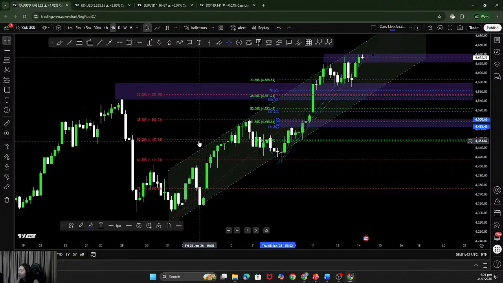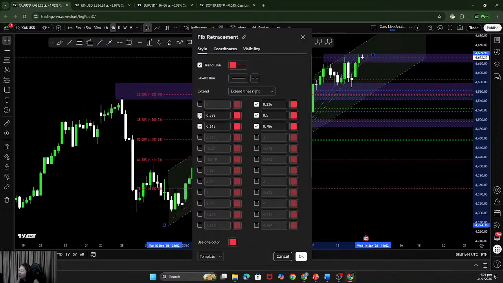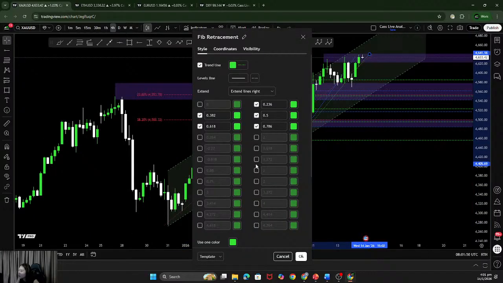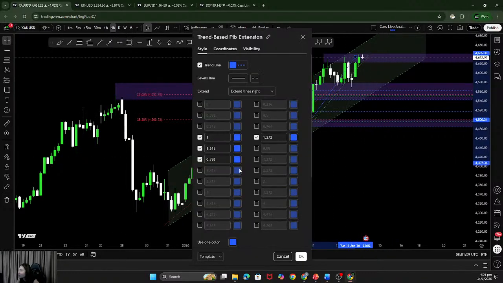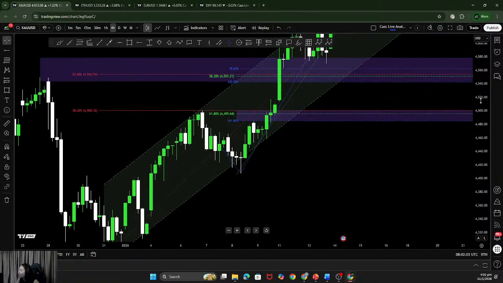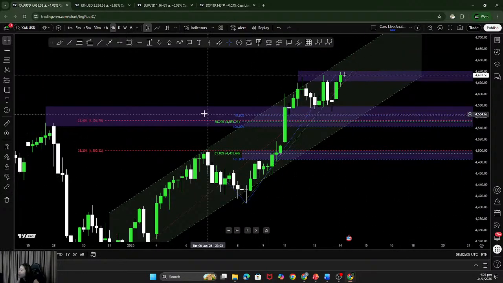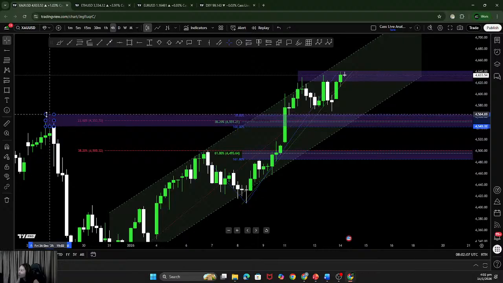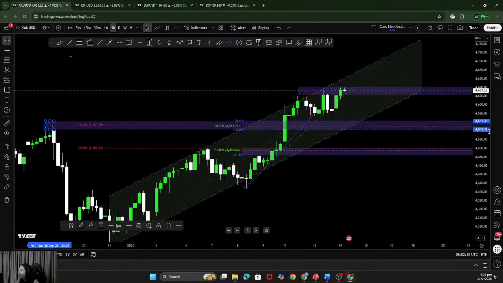I'm going to get rid of the other zones. I'm going to get rid of this 50%, 61.8, 78.6. Nope, 50%, 23.6, 127.2. Okay. Narrowing down this zone. Okay.